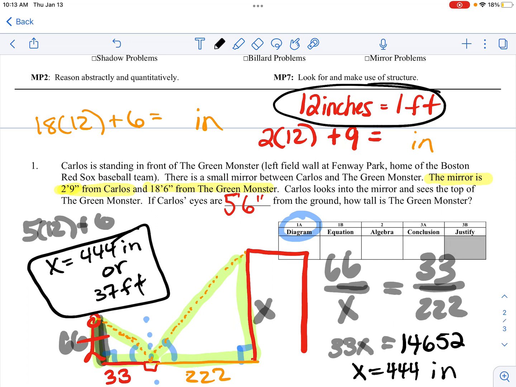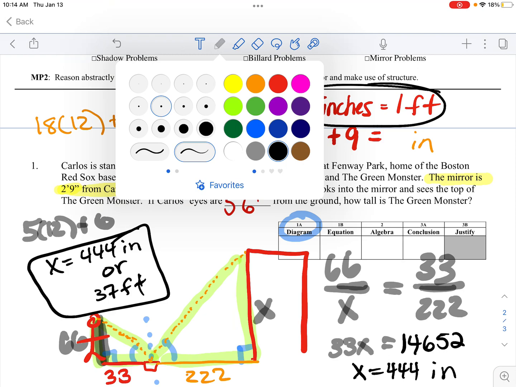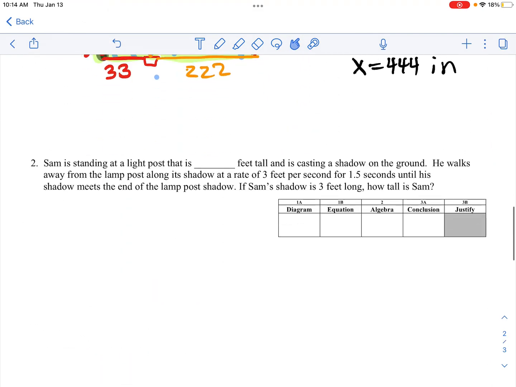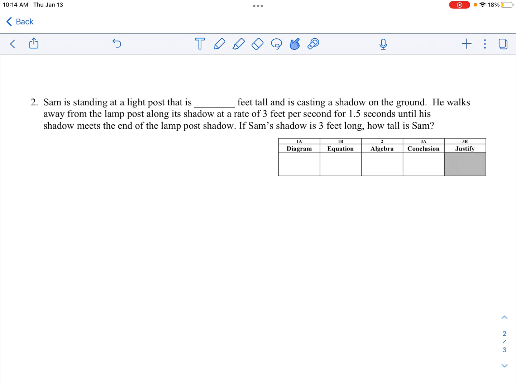So in order to get full credit, I need a diagram. I need your angles labeled so I can see how you knew they were similar. I need your setup equation, your algebra, and then your final answer. All right, again, if you need to pause the video or rewind, please do so. Let's try another one.